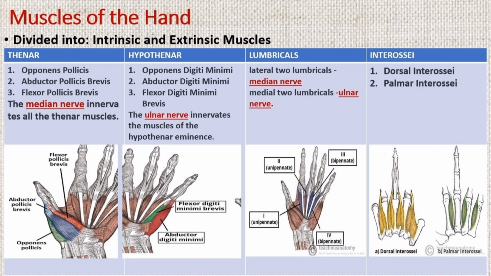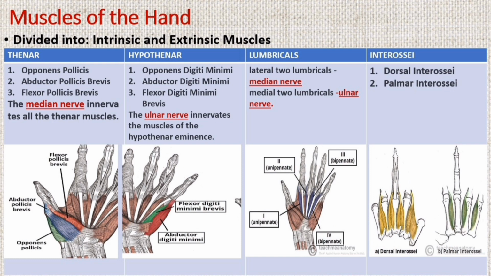Opponens pollicis. The opponens pollicis is the largest of the thenar muscles, and lies underneath the other two. Attachments. Originates from the tubercle of the trapezium and the associated flexor retinaculum. It inserts onto the lateral margin of the first metacarpal. Actions. Opposes the thumb, by medially rotating and flexing the metacarpal on the trapezium. Innervation. Median nerve recurrent branch.